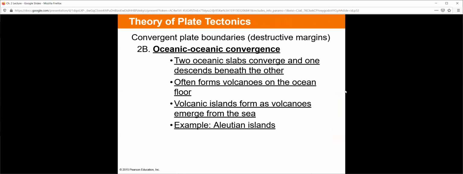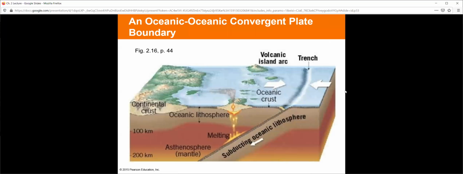Now we can also talk ocean-ocean. Ocean-ocean occurs when, again, two oceanic slabs converge and one descends beneath the other. These form volcanoes in the ocean floor and volcanic islands, such as the Aleutian Islands in Alaska. Why does one ocean fall below the other ocean? Well, you'd have to ask those individual plates why one went one way and one went the other way. Usually it has to do with density and things like that.